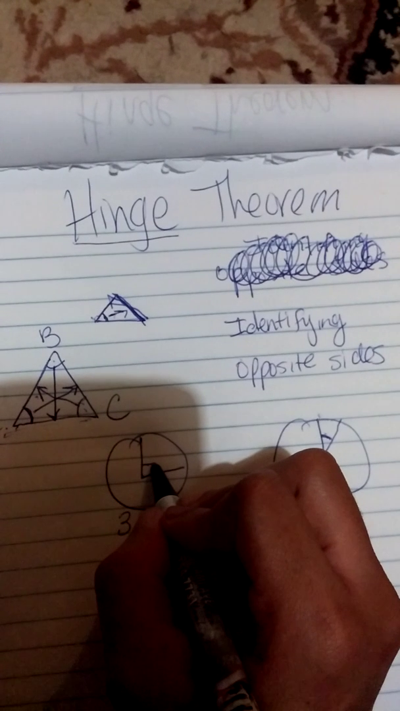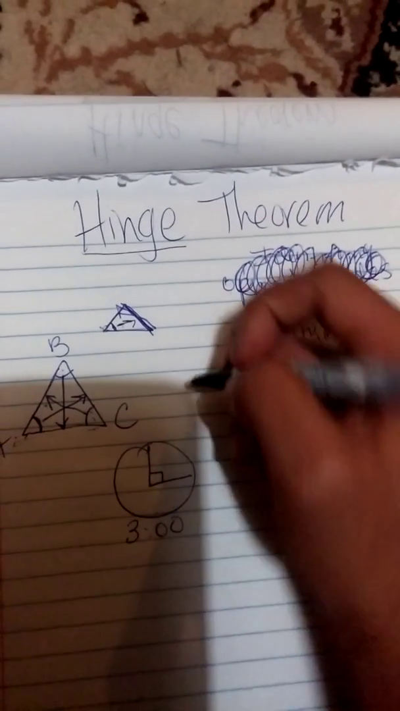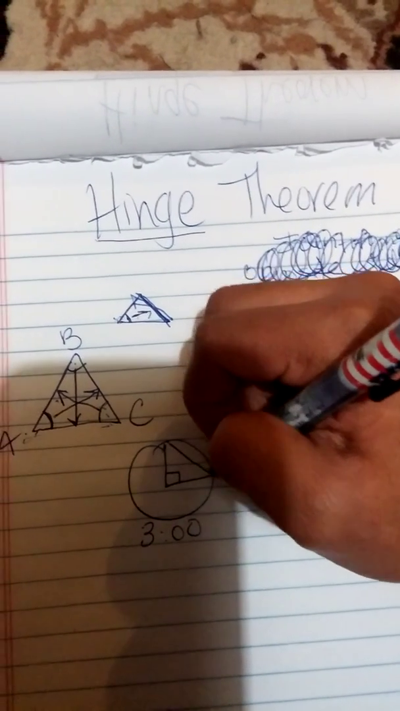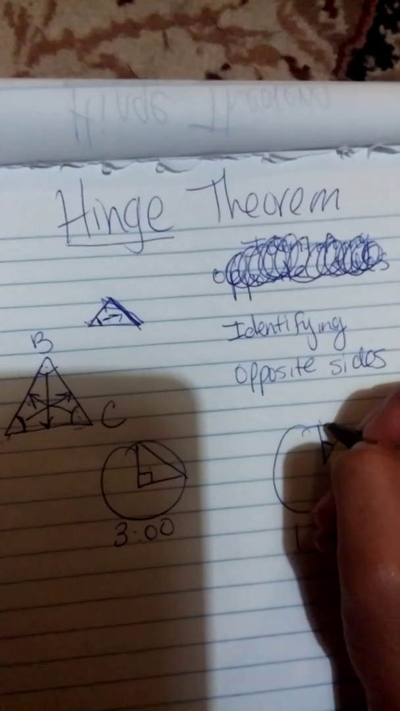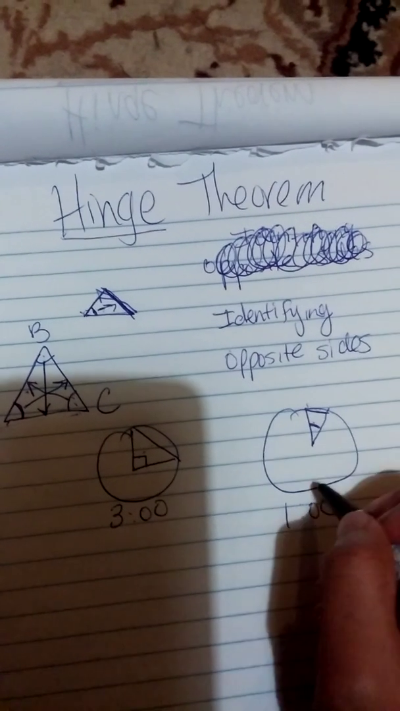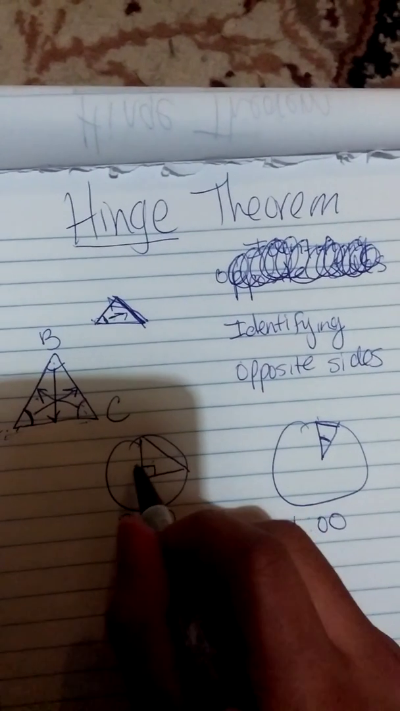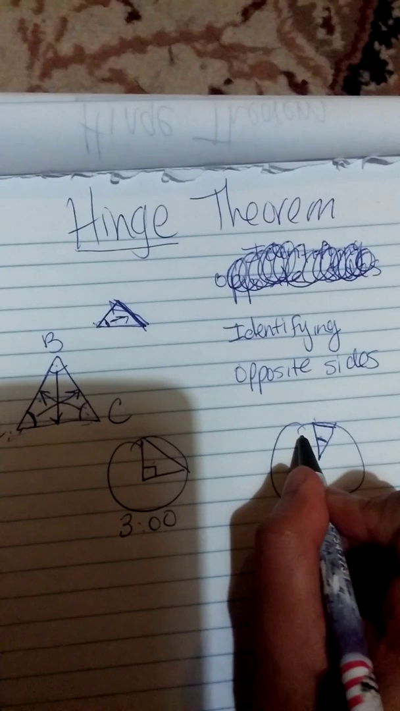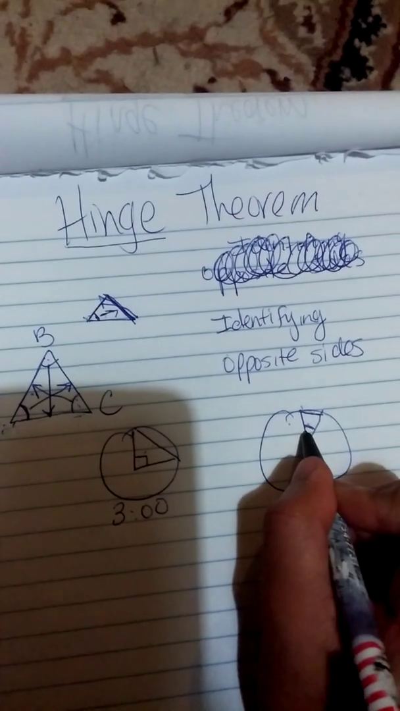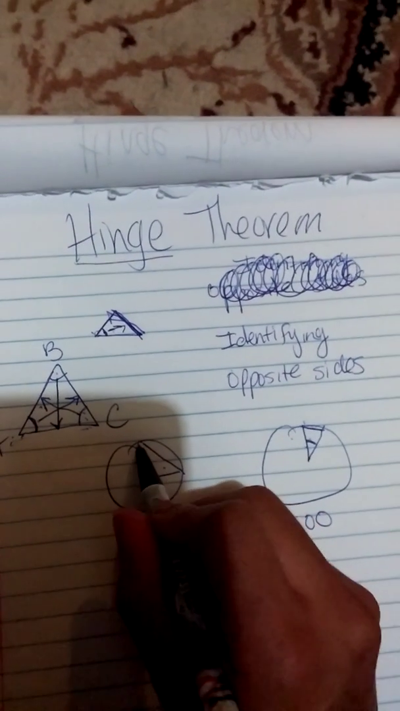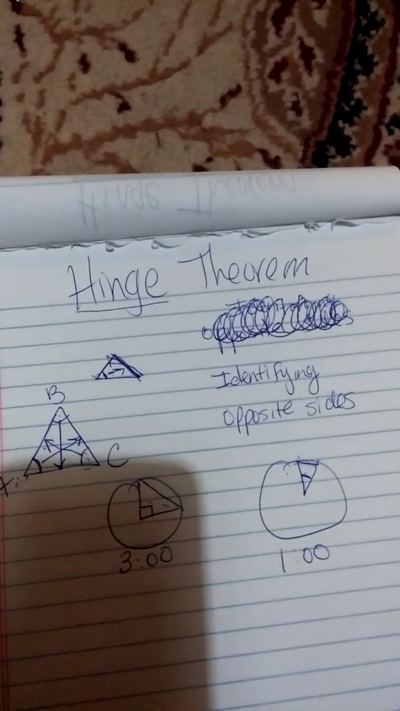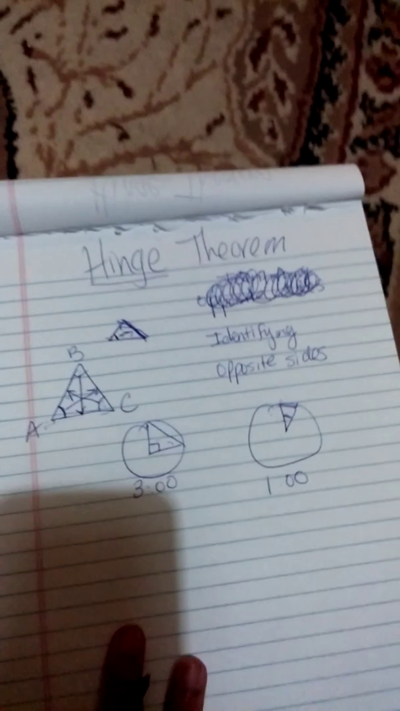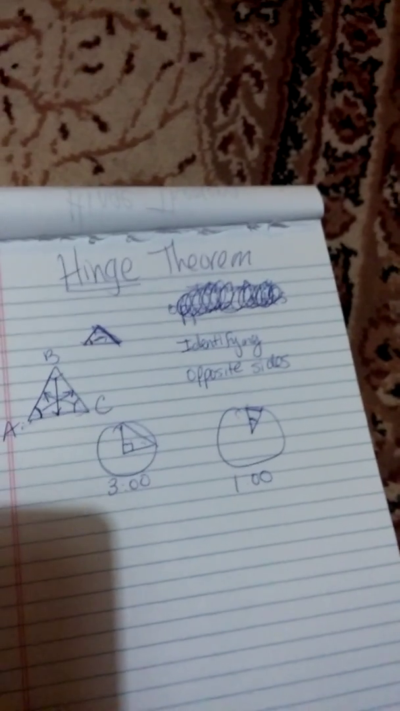If we take a look at the 3 o'clock, the distance between the minute and the hour hand should be longer than the distance in the hour hand of 1 o'clock. And that should make sense. This is a bigger angle. 90 is bigger than any acute angle, since an acute angle is an angle that's less than 90. So therefore, that distance should be bigger than that distance. So we have everything we need now in order to solve these hinge theorem problems.